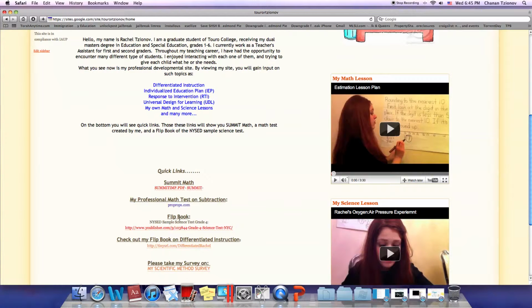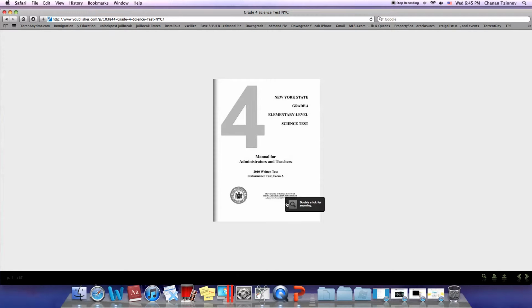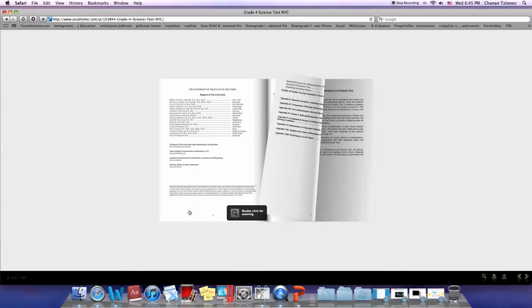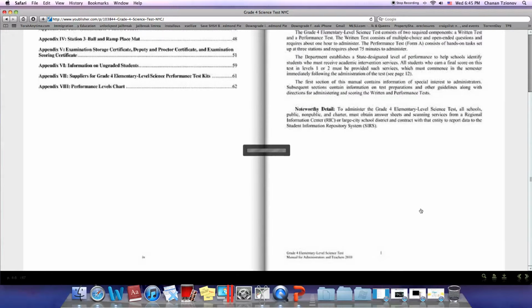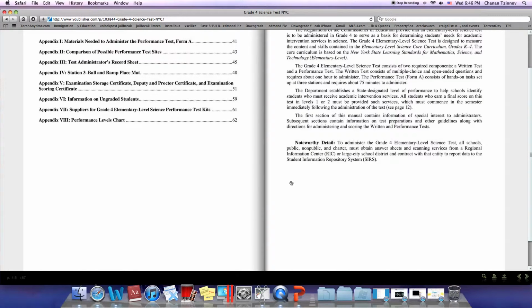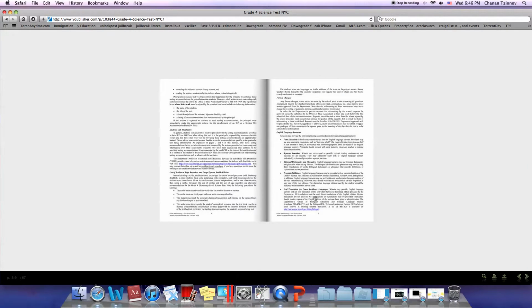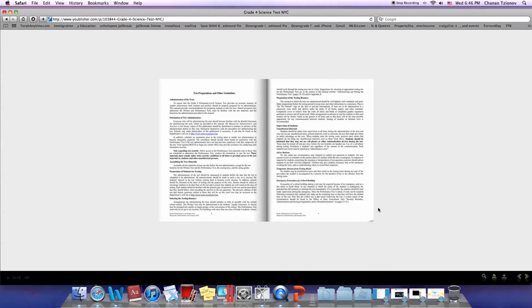If you go to the next quick link, it's a flip book of the NYSED Sample Science Test, Grade 4. The great thing about a flip book publisher is the fact that every child can see it. It looks like the real book. It zooms in so that every child can see it, and it's very clear. You could zoom out again, and you could keep flipping the pages. It's very neat, it's very orderly and organized.